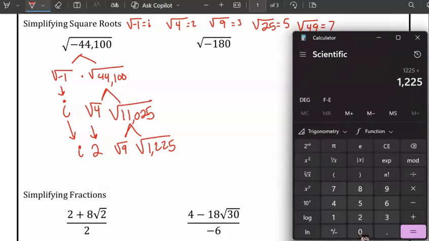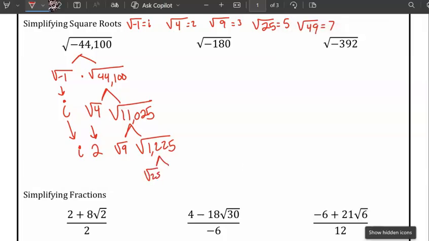All right, let's see if we could divide out another 9. It looks like we cannot since it's a decimal, so let's try it again with 25. We can, it's 49. The square root of 9 is 3. Bring down the 2 and bring down the i. From here, the square root of 25 is 5, and the square root of 49 is 7.